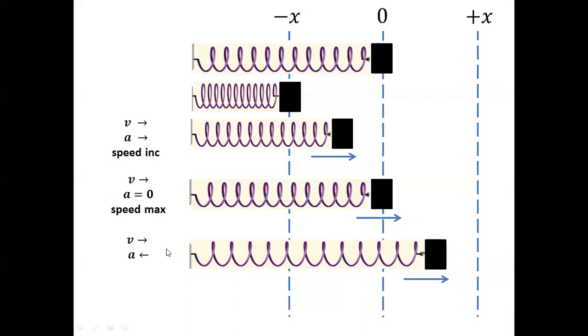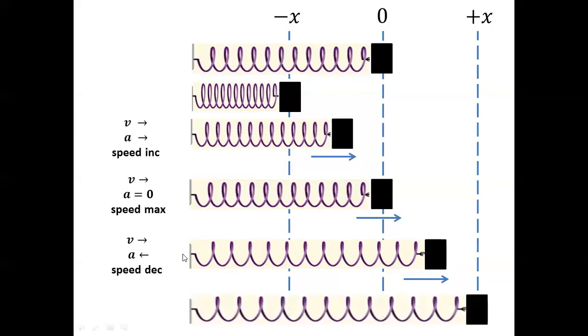Since velocity and acceleration are now in opposite directions, the object slows down until such time it reaches this position, which is its maximum positive displacement. At the maximum positive displacement, the object cannot go any further. This is the point where it momentarily stops, which means the velocity is equal to 0.